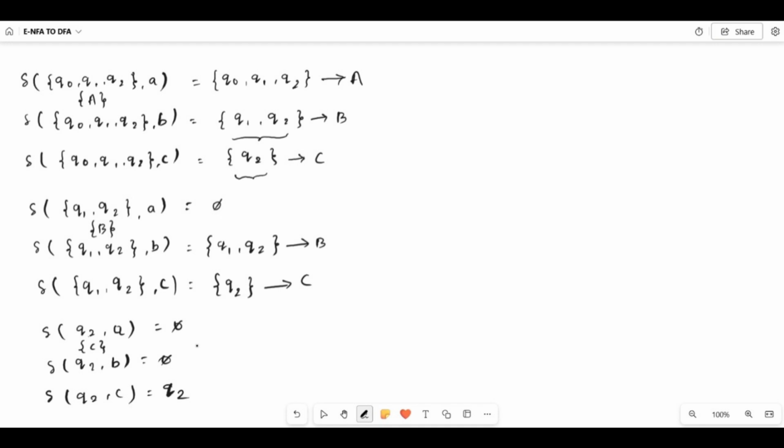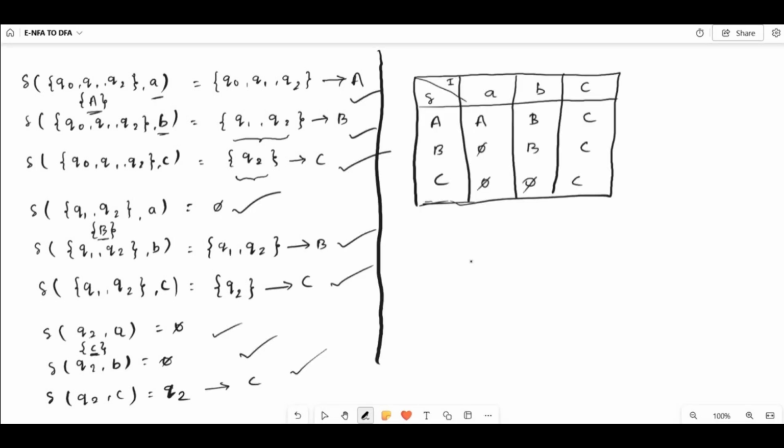And from these states we can draw a transition table with states A, B, C and with inputs a, b, c. State A with input a goes to state A. State A with input b goes to state B. State A with input c goes to state C.